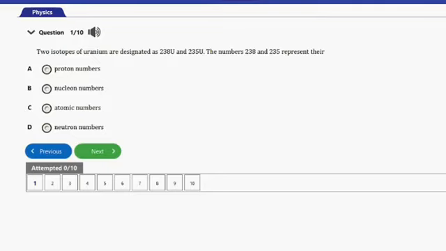It says, two isotopes of uranium are designated as 238U and 235U. The numbers 238 and 235 represent their: A. Proton numbers, B. Nucleon numbers, C. Atomic numbers, D. Neutron numbers. So guys, the answer to this question is option B, nucleon numbers. So let's go ahead and consider the next question, guys.